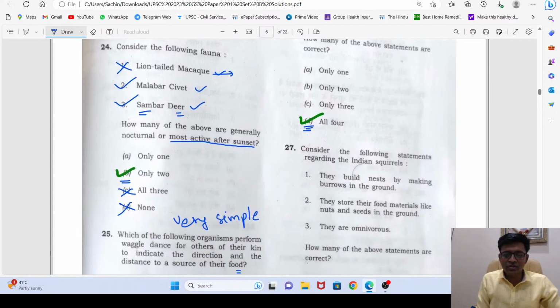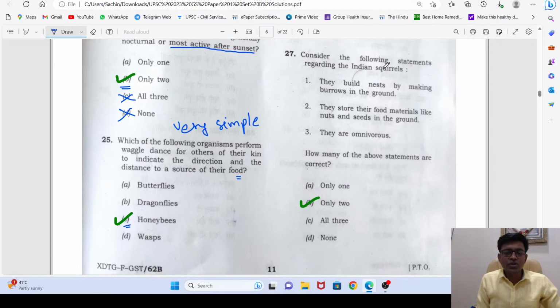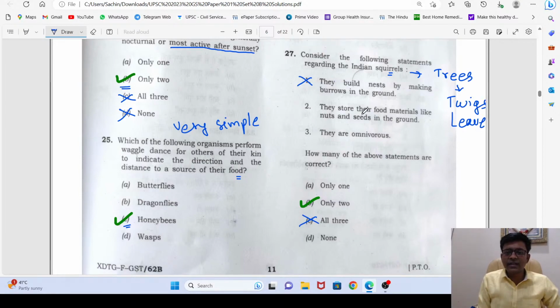That's why your answer is all the four. We will go to the next question. Now they are asking a question about Indian squirrel, and in case of Indian squirrel, they build nests by making burrows in the ground. That is wrong. Most of the subspecies of squirrels in India live on the trees and they use twigs and leaves to build nests. So first is incorrect, means all three is not the answer. They are omnivorous, that is correct, means none is not the answer. Now only one or only two. So remember, they store their food material like nuts and seeds in the ground. That is correct. That's why your answer is B. Only two statements are correct.